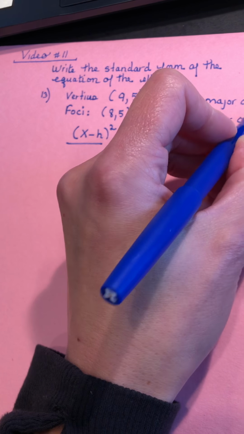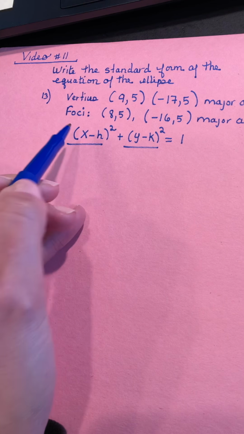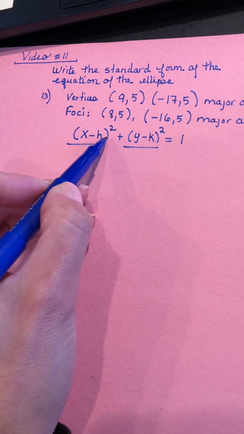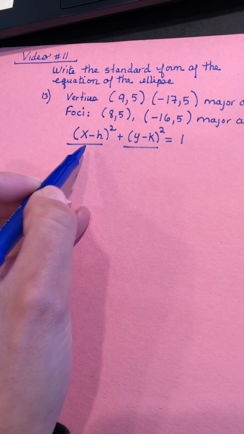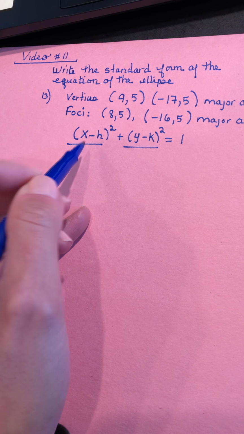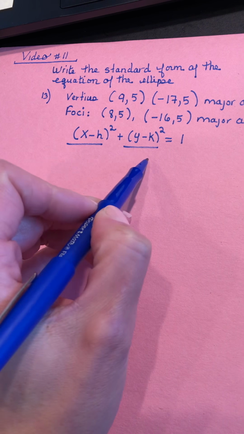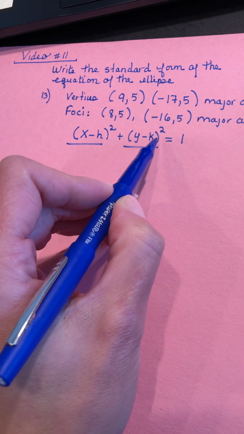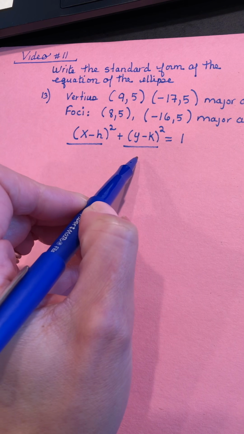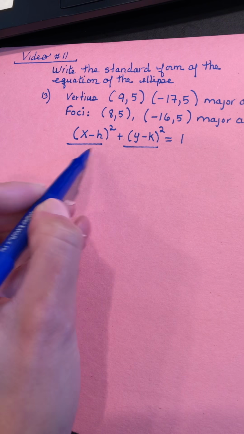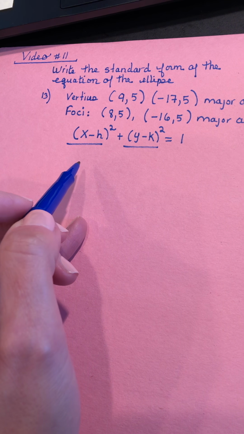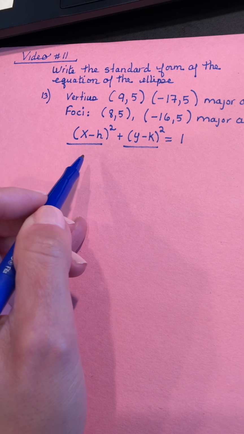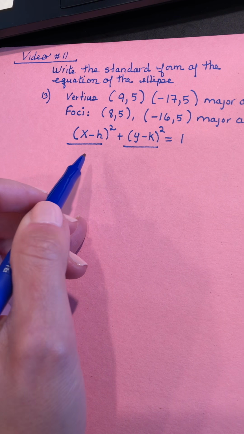And the standard form, right, is (x minus h) squared, and it's either going to be over a squared or b squared, depending on where the major axis is. And so I'm not going to fill those in yet. And then it's (y minus k) squared over either a squared or b squared equals 1. So we'll fill these in a second. So we want to determine first, is this a horizontal ellipse or is this a vertical ellipse?